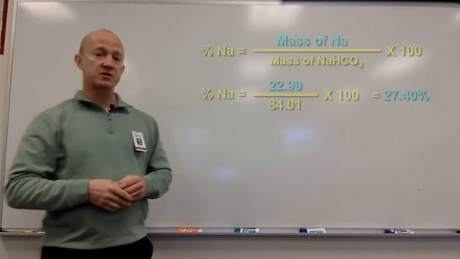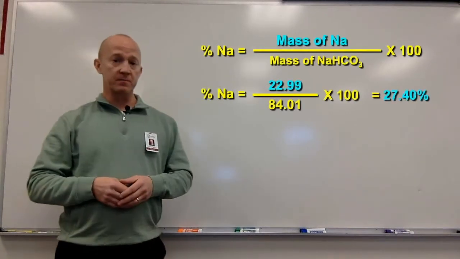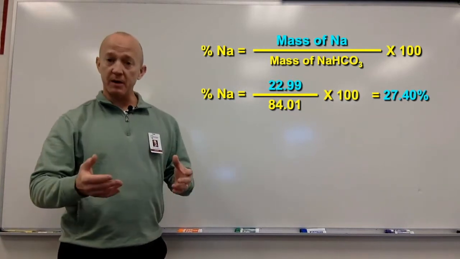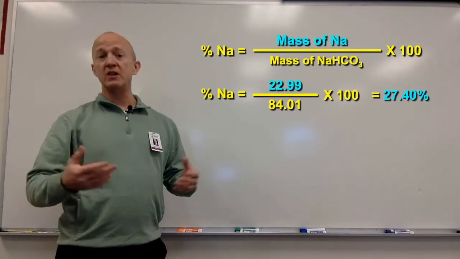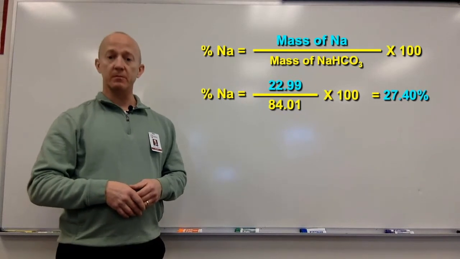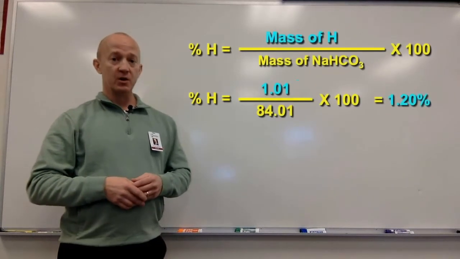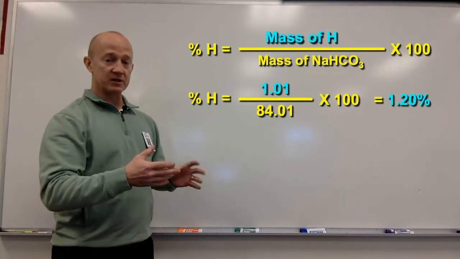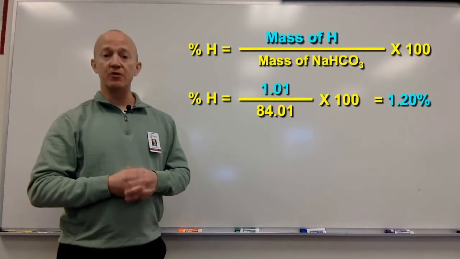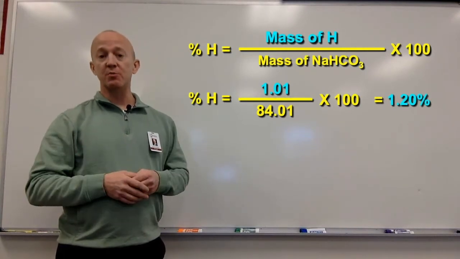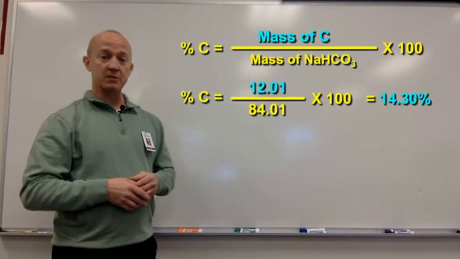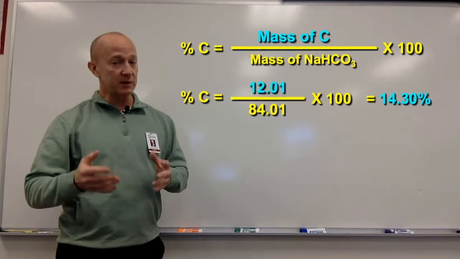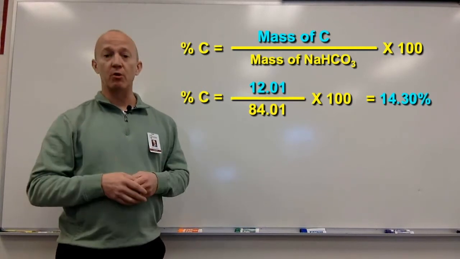Let's do sodium first. If we take the molar mass of sodium and divide it by the molar mass of the entire compound, multiplied by 100, you see we get around 27.4% sodium in that compound. How about hydrogen? We take the molar mass of hydrogen and divide it by the molar mass of the entire compound, multiplied by 100, and we get right around 1.2% hydrogen. How about carbon? We take the molar mass of carbon, divide it by the molar mass of the entire compound, multiply by 100, and we get 14.3% carbon.